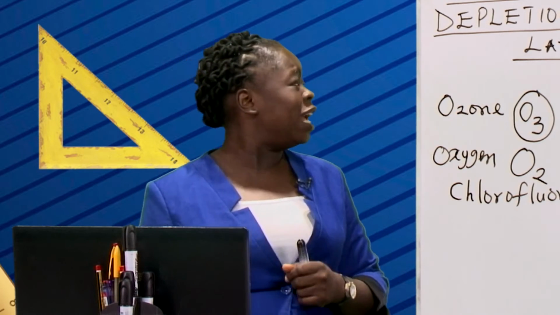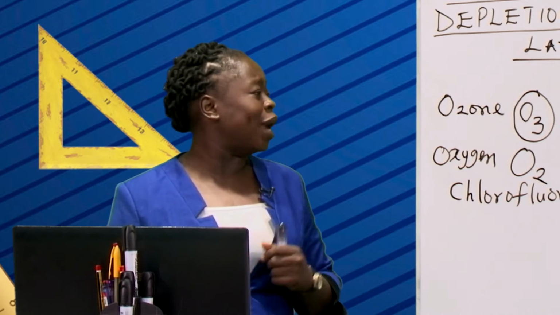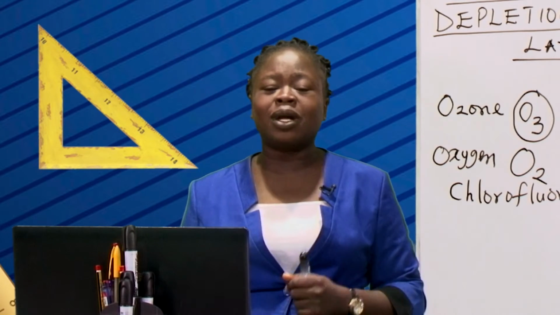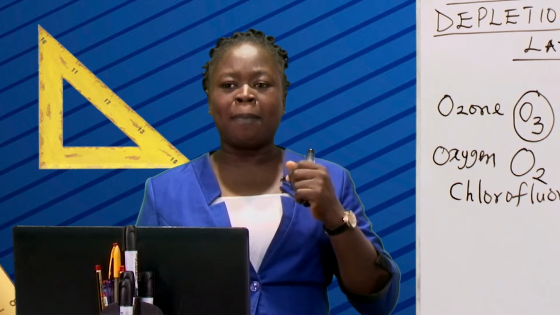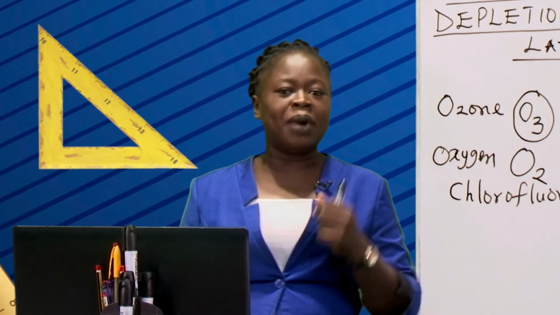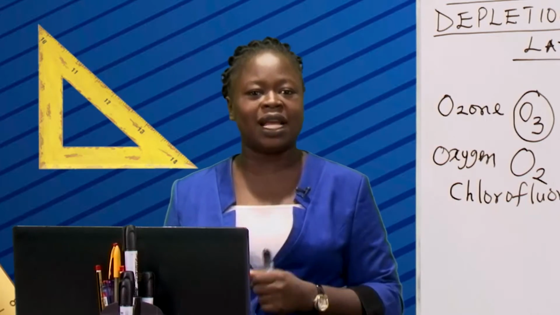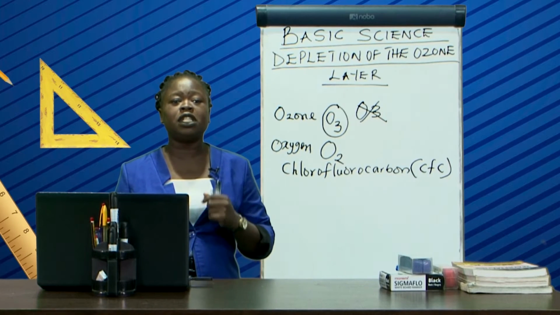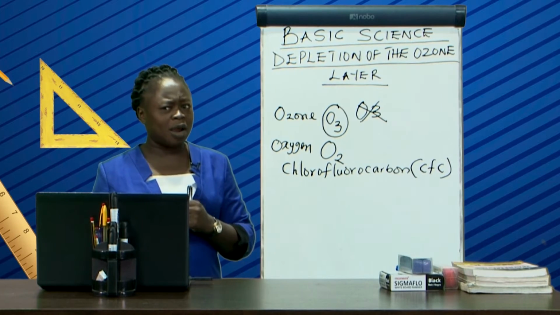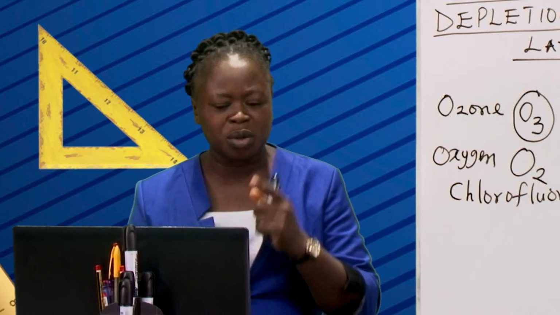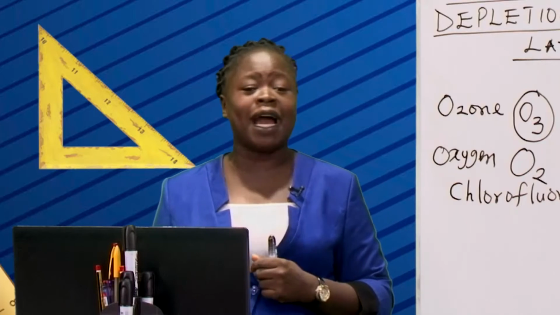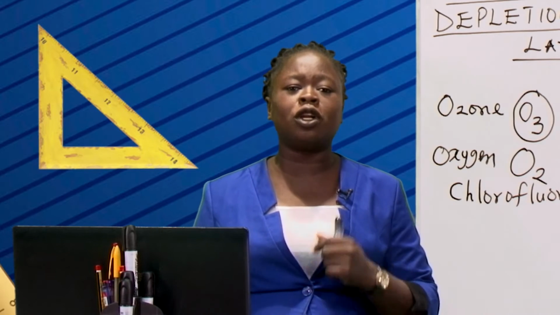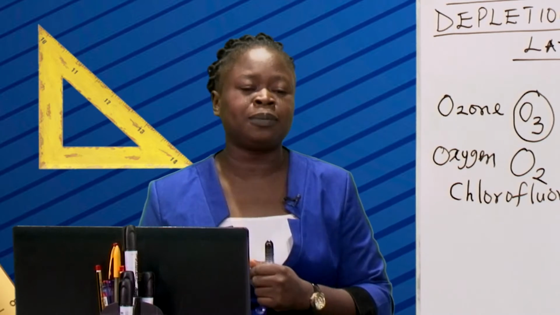Now, I believe today we are able to explain the ozone layer, that it is what? The naturally made protective layer that prevents some of the harmful rays of the sun from reaching the earth. We also described the location of the ozone layer. Where can we find the ozone layer? Stratosphere. Good of you. Also, we have identified some effects and ways of controlling the depletion of the ozone layer.